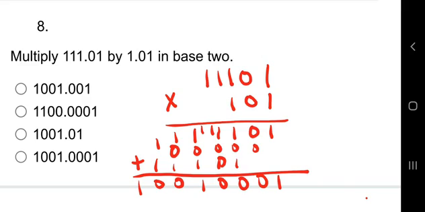So the next stage is now to put the decimal points. So how are we going to do that? We look at the question given to us, which is this. You have 2 digits after the decimal point here, and the second one also has 2 digits after the decimal point. So we add them, that makes 4. So we now count 4 from the back, which is 1 2 3 4. So we put our decimal point here, which means our answer will be 1001.0001, which is this one. I hope this is clear.